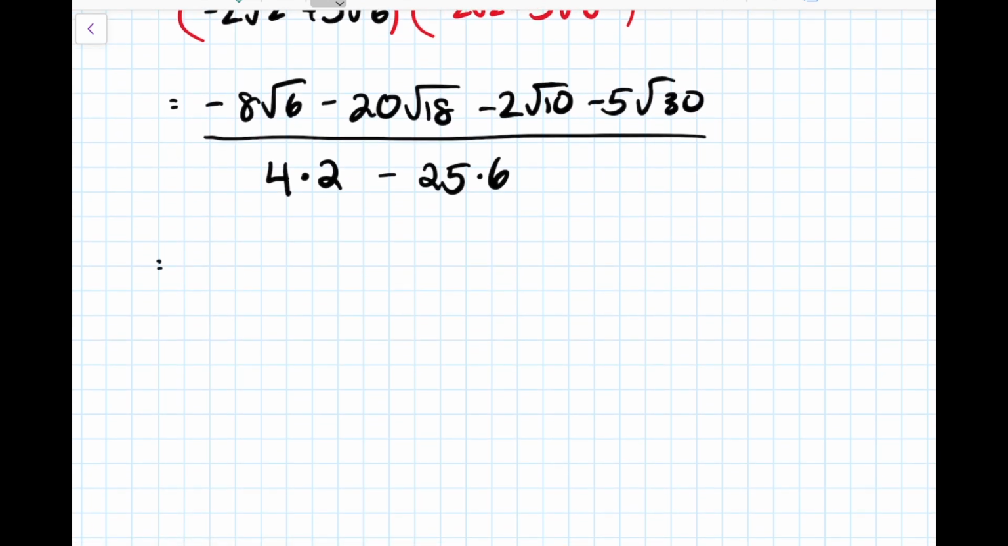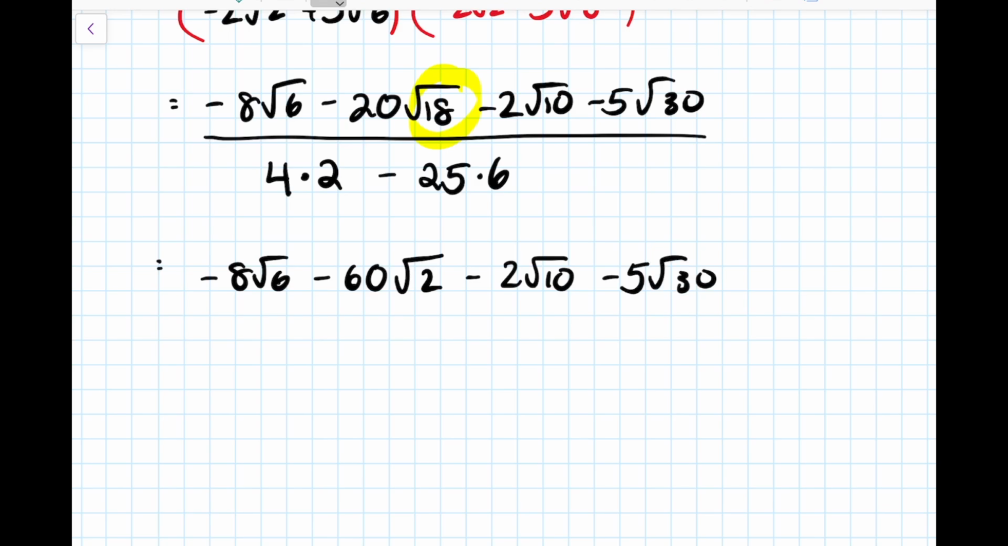On the top, the only thing I'm going to be able to simplify is just the 18. So this is going to become negative 8 root 6 minus now 60 root 2, because I pulled out a 3, minus 2 root 10, minus 5 root 30. And then on the bottom, we'll have 8 minus 150, which, you know what, I'm just going to do that right now. And I'm going to say that's negative 142.